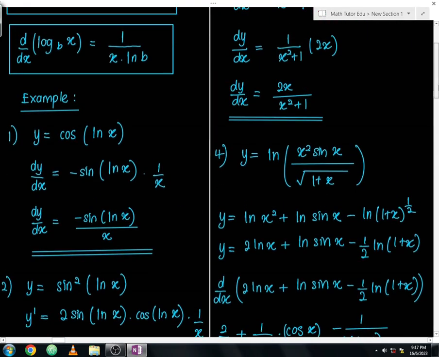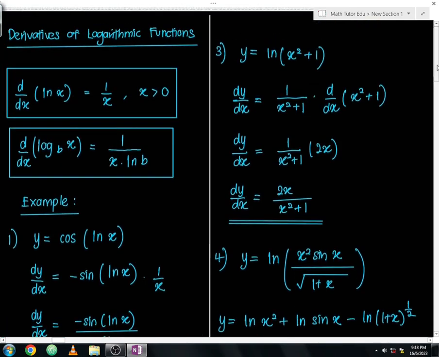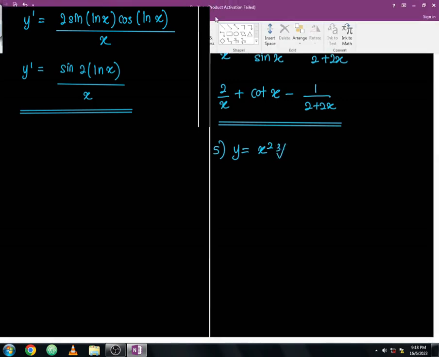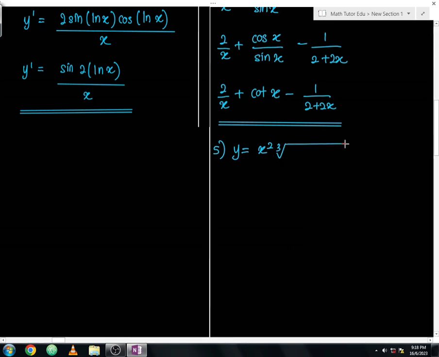So we have slowly increased the complexity of the logarithmic function. Let us proceed to our one last example for today, which is example number 5. Given that y is equal to x squared times the cube root of 7x minus 14, and then divided by (1 plus x squared) to the power of 4.